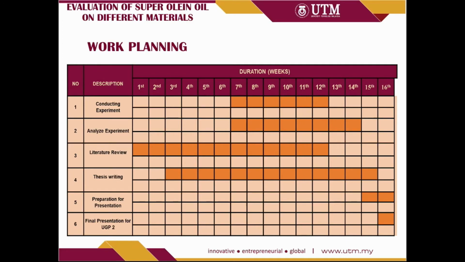Okay, this is my work planning. Here is my Gantt chart for this project. All the experiments were conducted and the results analyzed from week 7 to 14. And the thesis writing and literature review were also done from the first week until week 15.